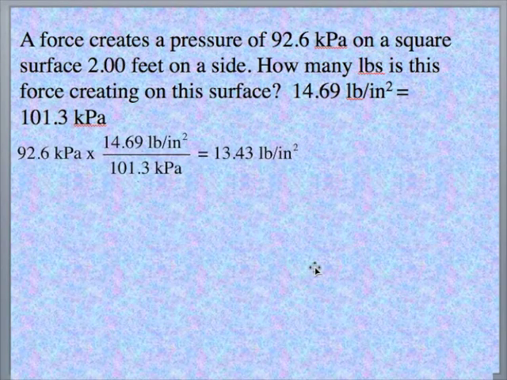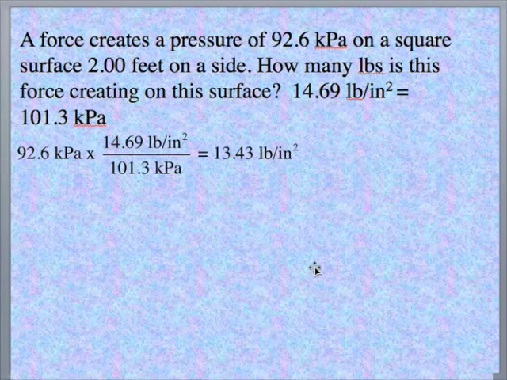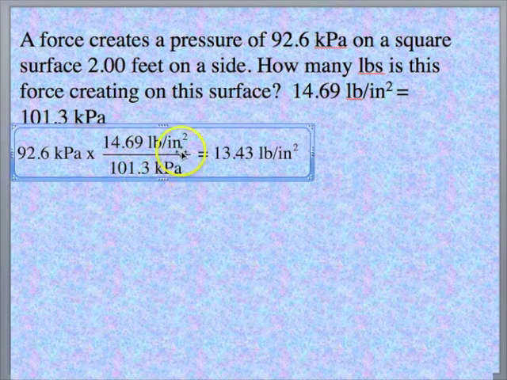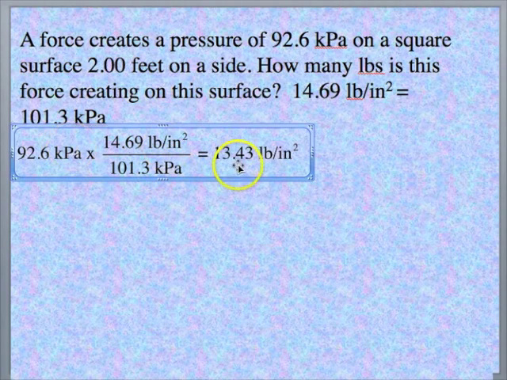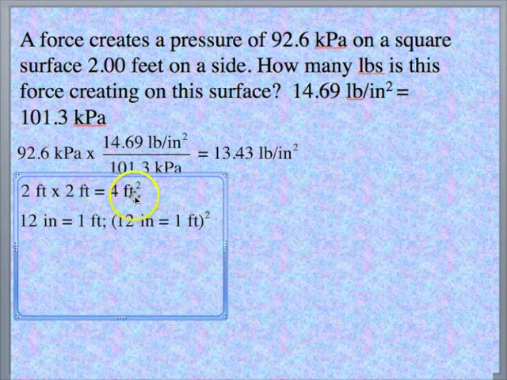First, we're going to convert to pounds per square inch. We're given 92.6 kilopascal. If I multiply that by the ratio in which kilopascal is in the denominator and pounds per square inch is in the numerator, we will cancel kilopascals and we'll end up with 13.43 pounds per square inch. So that's our first step. We know that this square surface is 2 feet on a side. So 2 feet times 2 feet is 4 square feet.